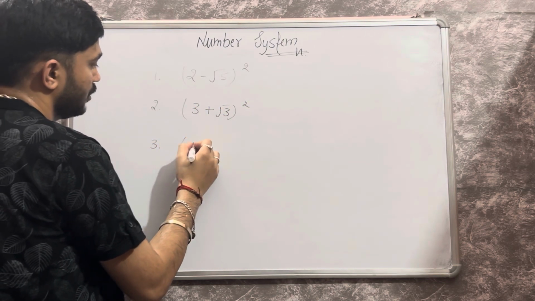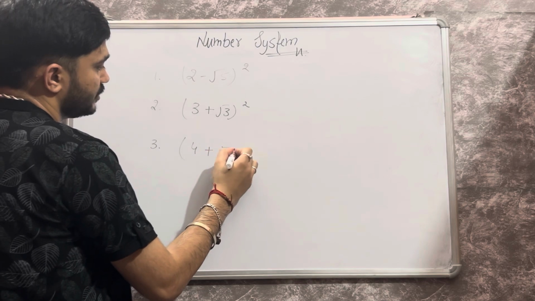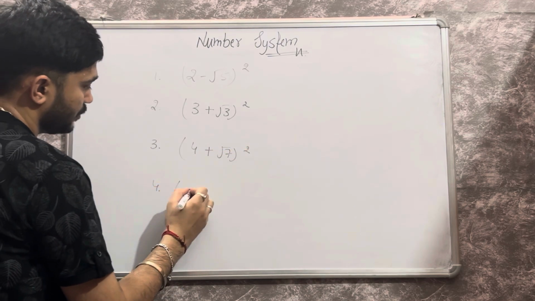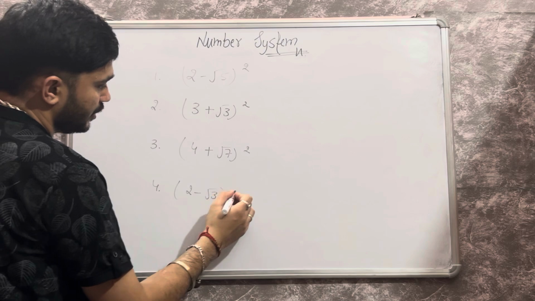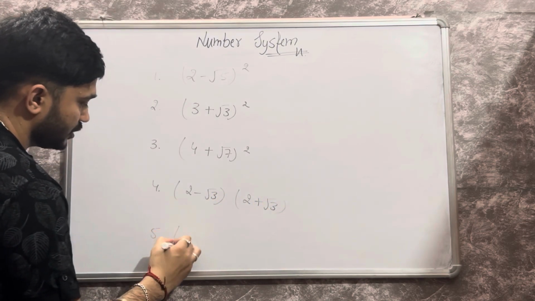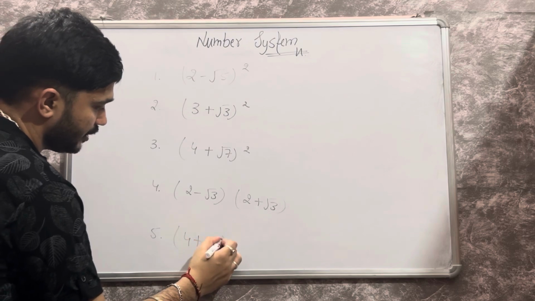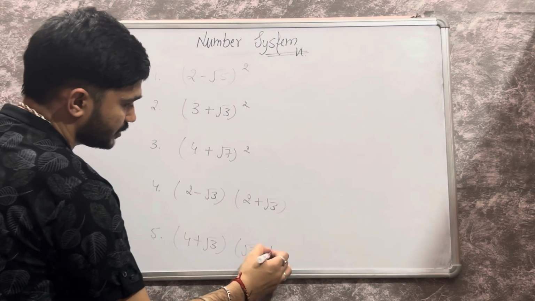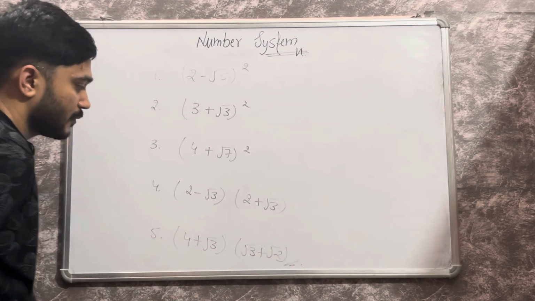Third question will be 4 plus under root 7 square. Fourth question will be 2 minus under root 3 into 2 plus under root 3. And the fifth question is going to be 4 plus under root 3 into under root 3 plus under root 2. Any doubt?